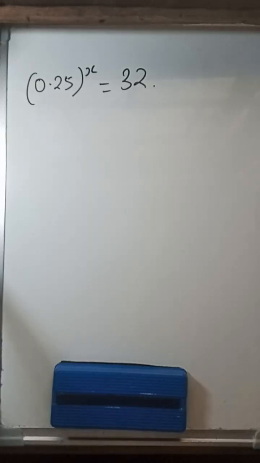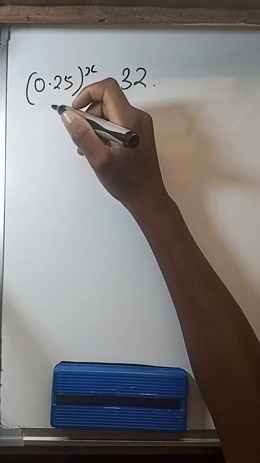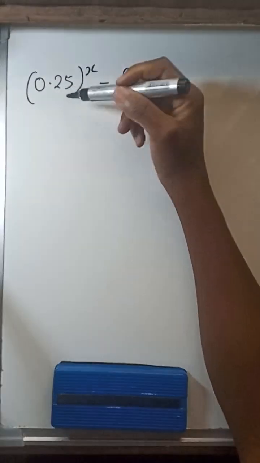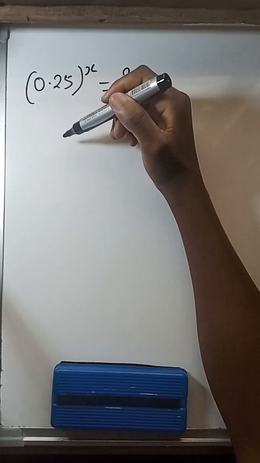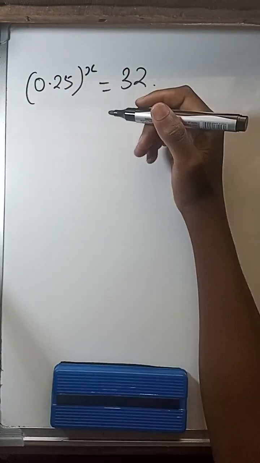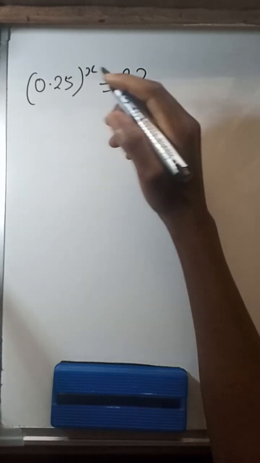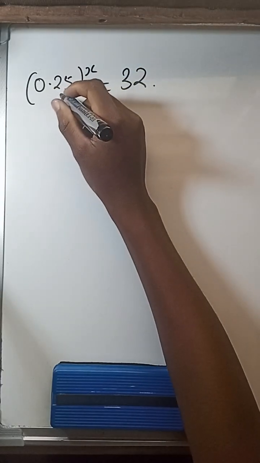Alright, so this is one of the questions I love the most under indices. 0.25 to the power x equals to 32. So this right here is a whole number, this is a decimal number. So we have to change this decimal number into a fraction, then into a whole number. Right. Now I believe by now we all know how to change a decimal number to a fraction. Okay. So here we have two decimal places.